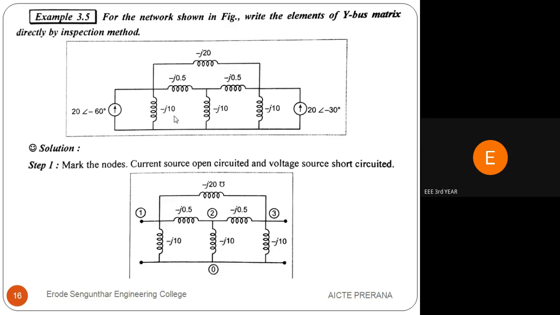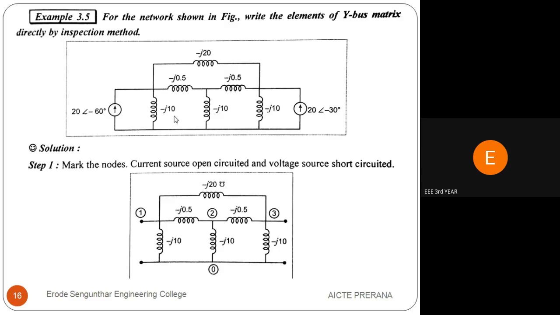Here they have given a circuit. So first of all, we have to do one thing: if any circuit has a current source, it should be open circuit. If any circuit has a voltage source, it should be open circuit. Here they have given two voltage sources. Those voltage sources should be open circuit.